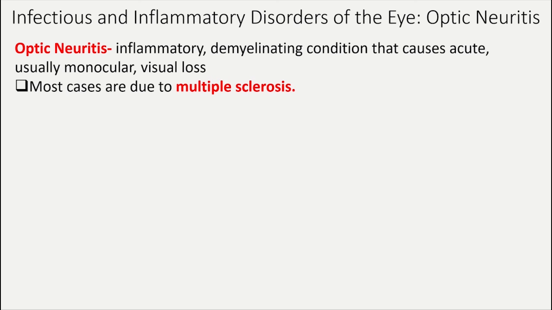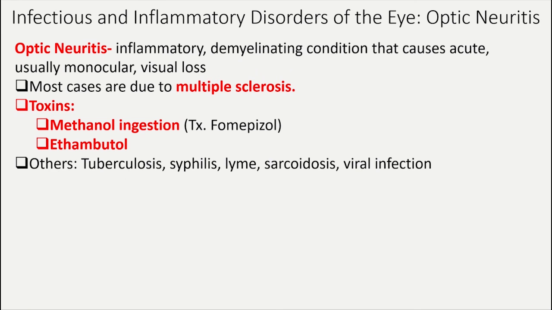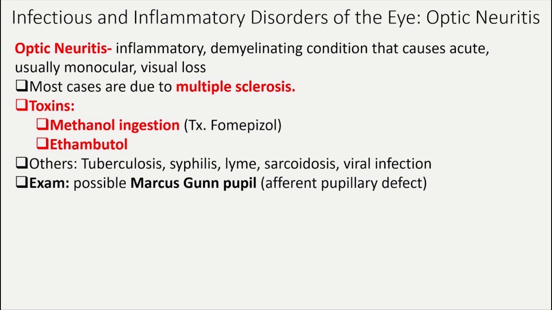That's MS. The toxins that can cause optic neuritis are methanol ingestion, and the common thing is someone making moonshine, and the treatment would be fomepizole. And then the toxin that may cause it is ethambutol. Those are the two that they like on the boards. Ethambutol is used in the RIPE treatment of tuberculosis. Other causes of optic neuritis are tuberculosis itself, syphilis, Lyme disease, sarcoidosis, or viral infection. But again, most cases, multiple sclerosis.